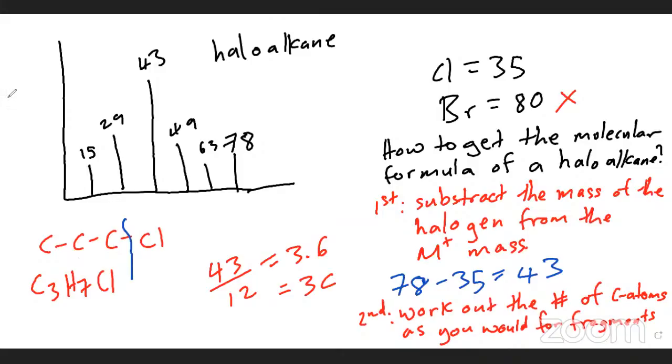All right, someone say, how do we know it was Cl? We were working under the assumption, but we can figure it out as well. So let's say it was fluorine. Fluorine is 19. So if we say 78, take away 19, that would leave me with 59. Then I would say 59 divided by 12, about 60, I would get 5, so I would have 5 carbons, right?